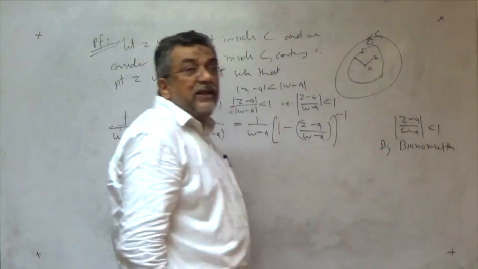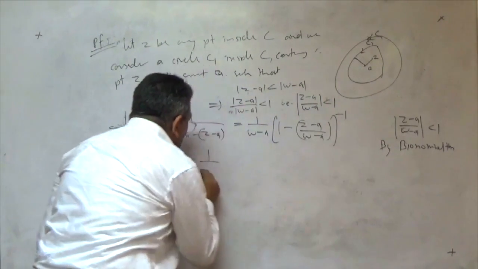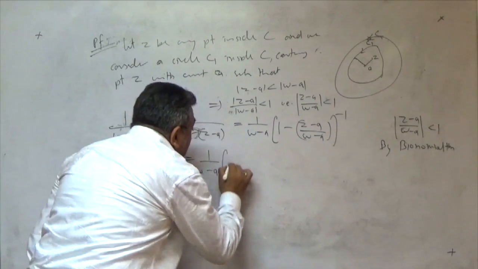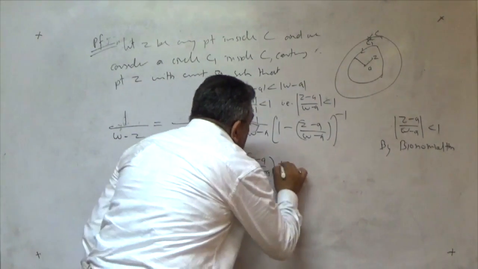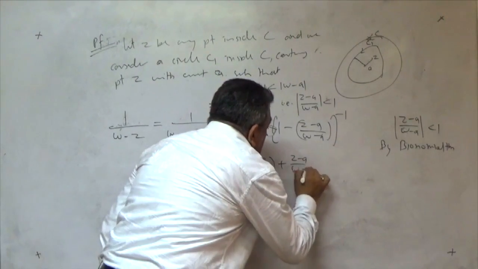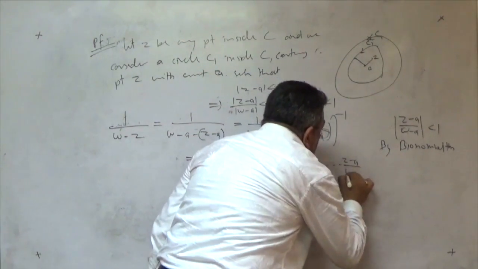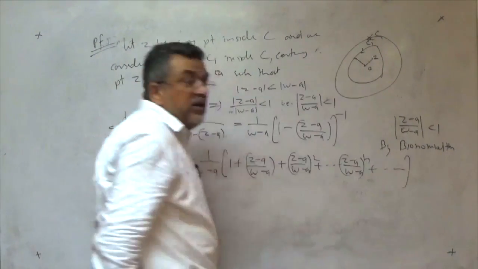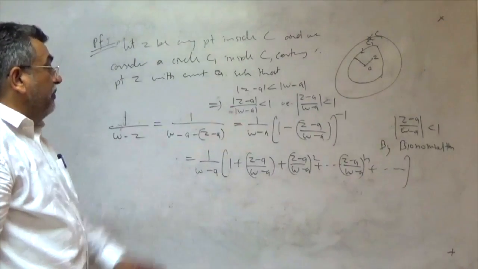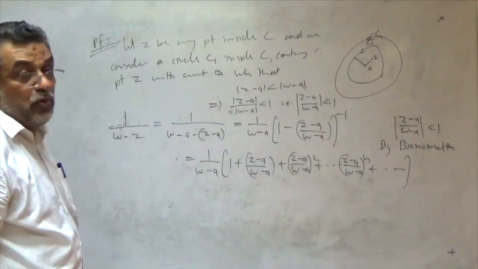You can expand this, that is 1 minus 1 is plus, all terms must be positive, that is 1 plus (z minus a)/(w minus a) plus ((z minus a)/(w minus a)) square and so on, ((z minus a)/(w minus a)) power n up to infinite. This is Liouville theorem because this term is less than 1, the series is convergent.